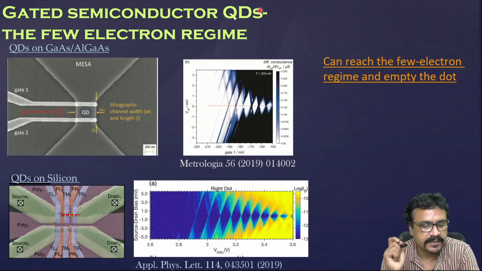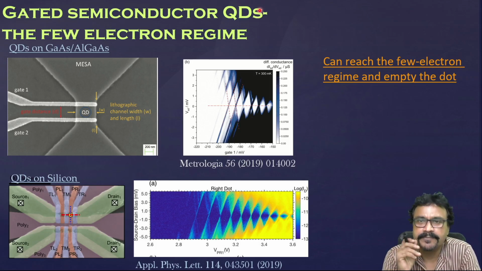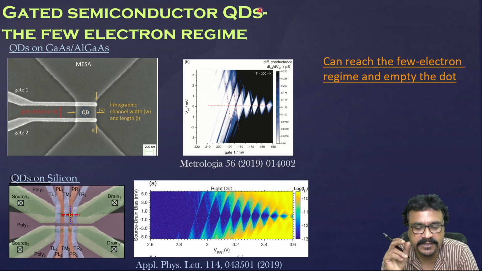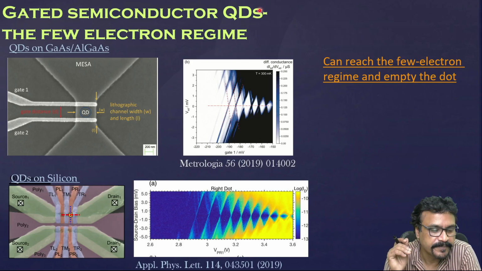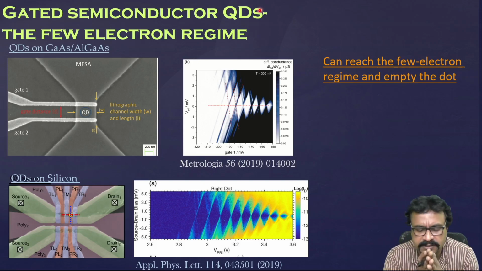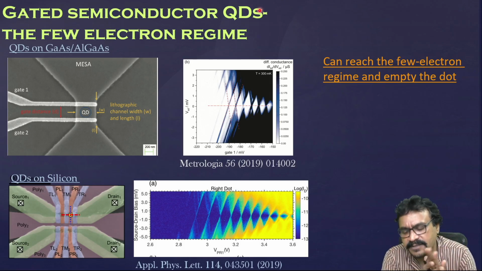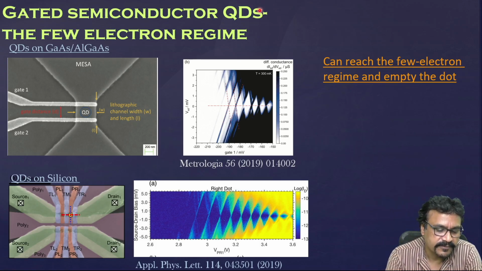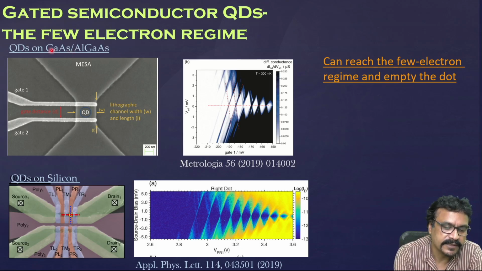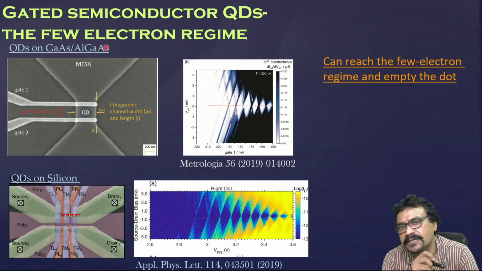The system that we want eventually is a few electron, or precisely one electron, gated semiconductor quantum dot. So, there are various geometries and various gate designs, various material systems available. So, let us start looking at first quantum dots on the gallium arsenide, aluminum gallium arsenide material system.